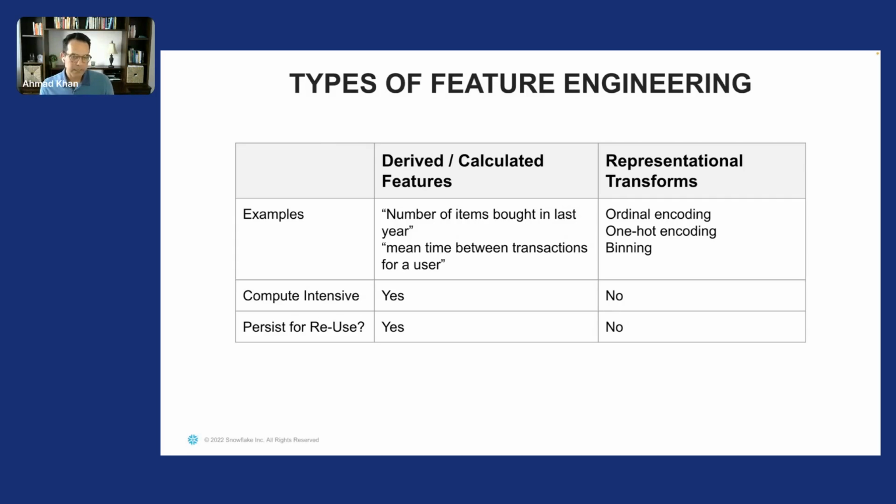And these are things like one-hot encoding, where you're going from a categorical variable to a one-hot encoded variable. And these are not really compute intensive for most ML, structured ML problems. And there you can just, instead of materializing them in your database, you can just compute them on the fly.